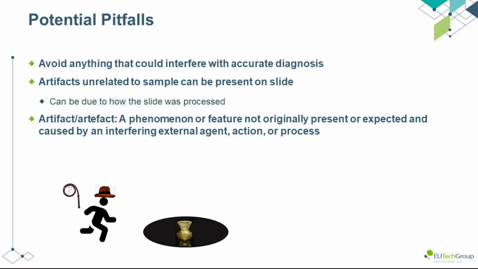You're probably already familiar with the term artifact, so you know I'm not referring to the ones archaeologists look to discover in ancient dig sites. These are artifacts that we wish to avoid coming across. One definition I found is a phenomenon or feature not originally present or expected and caused by an interfering external agent, action, or process. And I think that's a pretty suitable definition for us here.